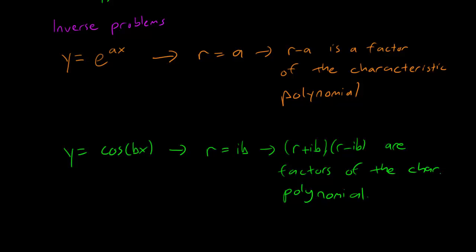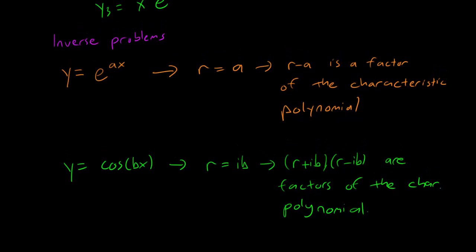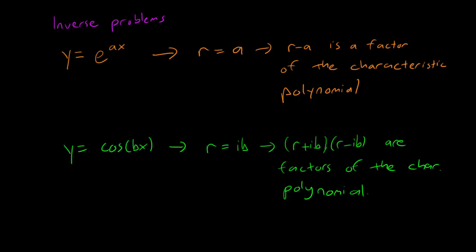And as a final note, remember that these principles work in reverse as well. If your differential equation has a solution y equals e^(ax), it means your characteristic polynomial has a root a, and therefore r minus a is a factor of that polynomial. And also if y equals cosine bx is a solution to your differential equation, r equals ib is a root, and r plus ib, r minus ib are both factors of the characteristic polynomial. And you can sometimes use this information to solve more complicated problems.